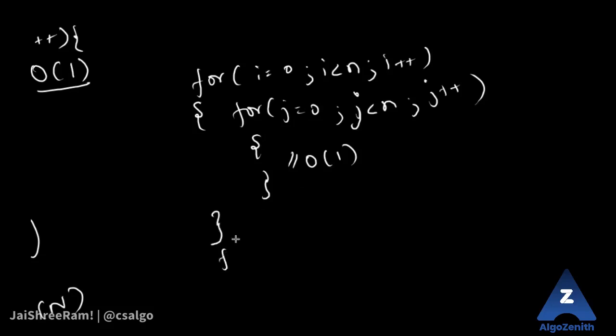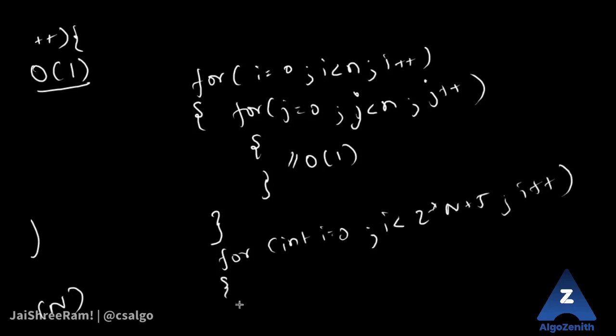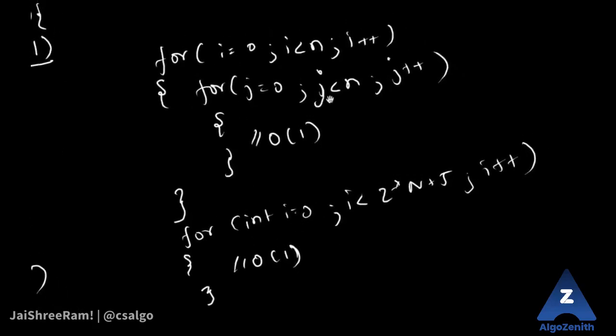And then there is another loop after this sequentially, right? For integer i equal to 0, i less than 2 into n plus 5, i plus plus, and again some order 1 work, okay? Now this is the code that we have right now. For this code, you have two separate portions, right? This portion executes and then this portion executes. So how do we find out the time complexity for this?